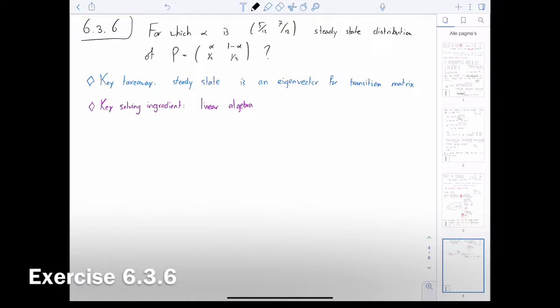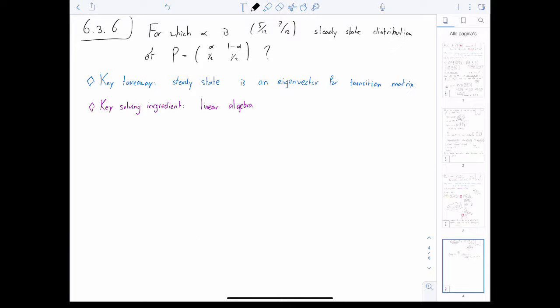In exercise 6.3.6, we are asked to show for which alpha this initial vector, 5 over 12 and 7 over 12, is the steady state distribution of a transition matrix P, where alpha is in the first row of P. The key takeaway of this exercise is to realize that the steady state distribution is an eigenvector for the transition matrix. The key solving ingredient is to use linear algebra.